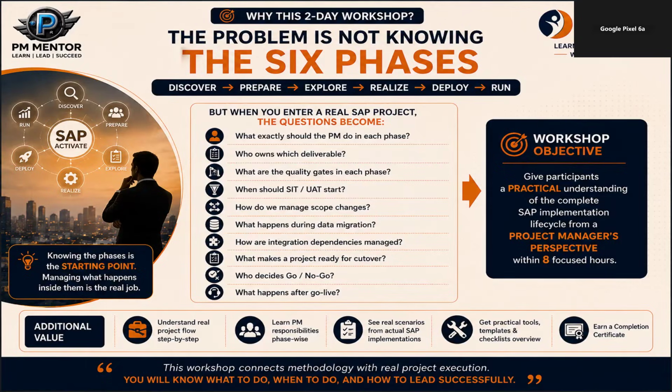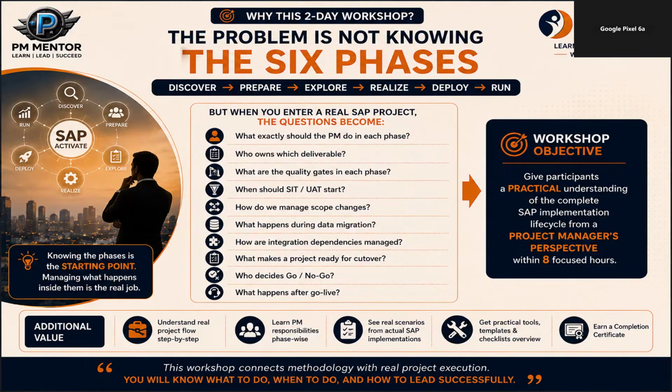Now, the next question: what are the quality gates in each phase? And this is extremely important. A project phase should not be considered complete simply because the planned date has arrived. Suppose Explore is planned to finish this Friday. Can we automatically move to Realize on Monday? No. We need to check readiness.